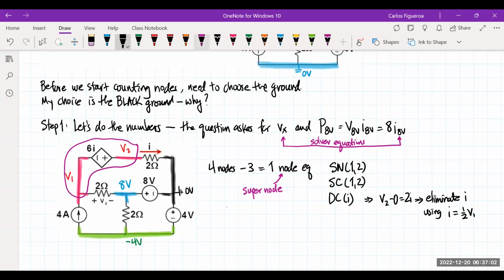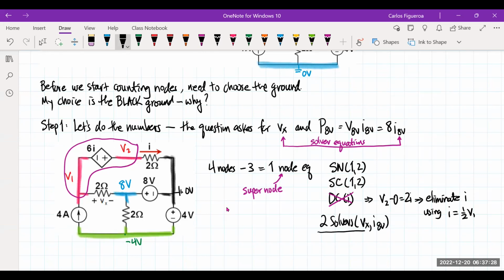So if I do that, then I don't need a DC equation. All I do is wherever I see I, I'm going to write 1/2 V1. That's why I chose the ground where I did. And then I'm going to need 2 solvers, one for Vx and one for I8V.